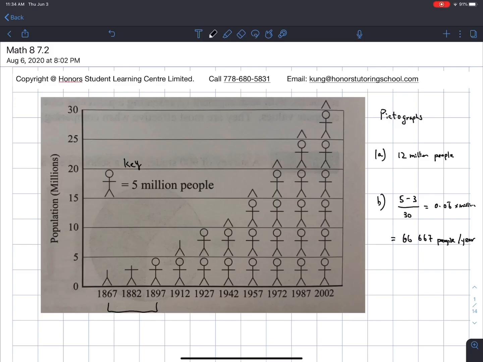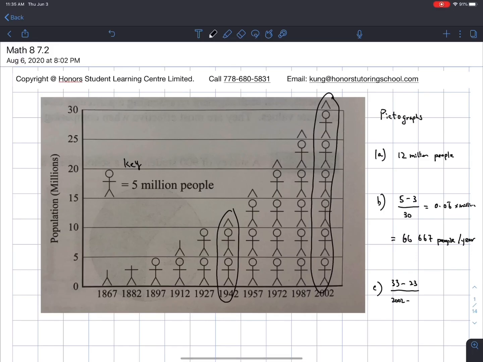The next one is C. What is Canada's average population increase per year from 1942 to 2002? In 2002, it looks like we have 32 or 33 million, minus 1942, we have 23 million people, divided by the number of years passed, which will just be 2002 minus 1942, and that should give us the answer.